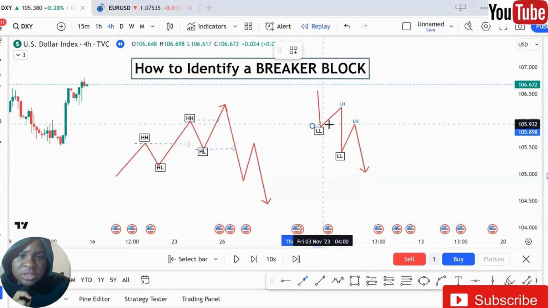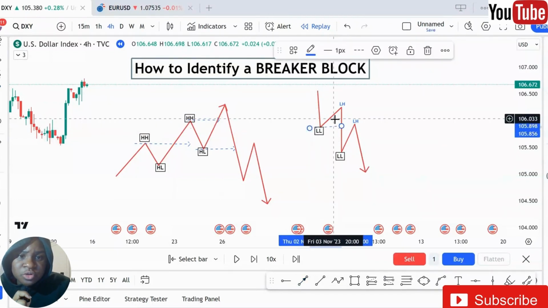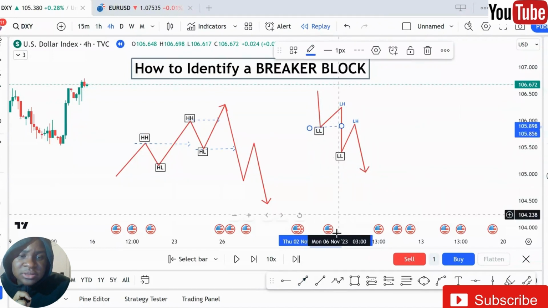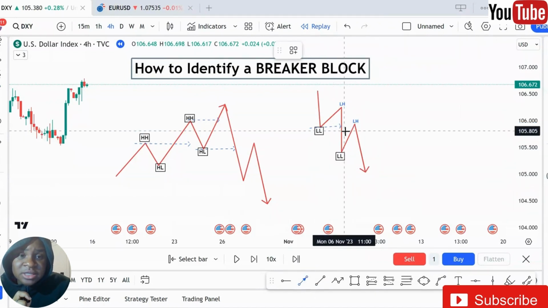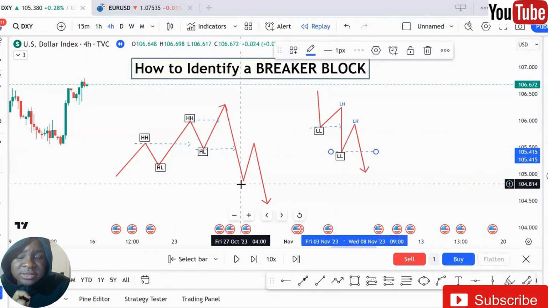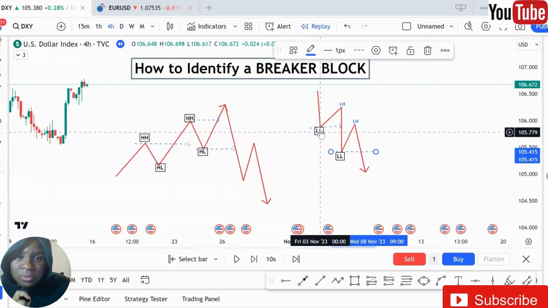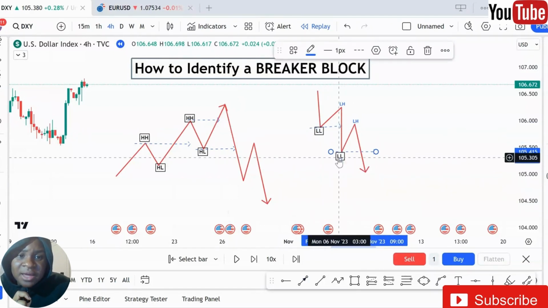There is usually a break of structure here. There is usually a break of structure here. Market takes out internal liquidity, and there's external liquidity, and that is where again we have a break of structure. I've done a video on external liquidity and internal liquidity. You can check it out. But market takes out the lower low. You can see that here, and market takes out the lower low.